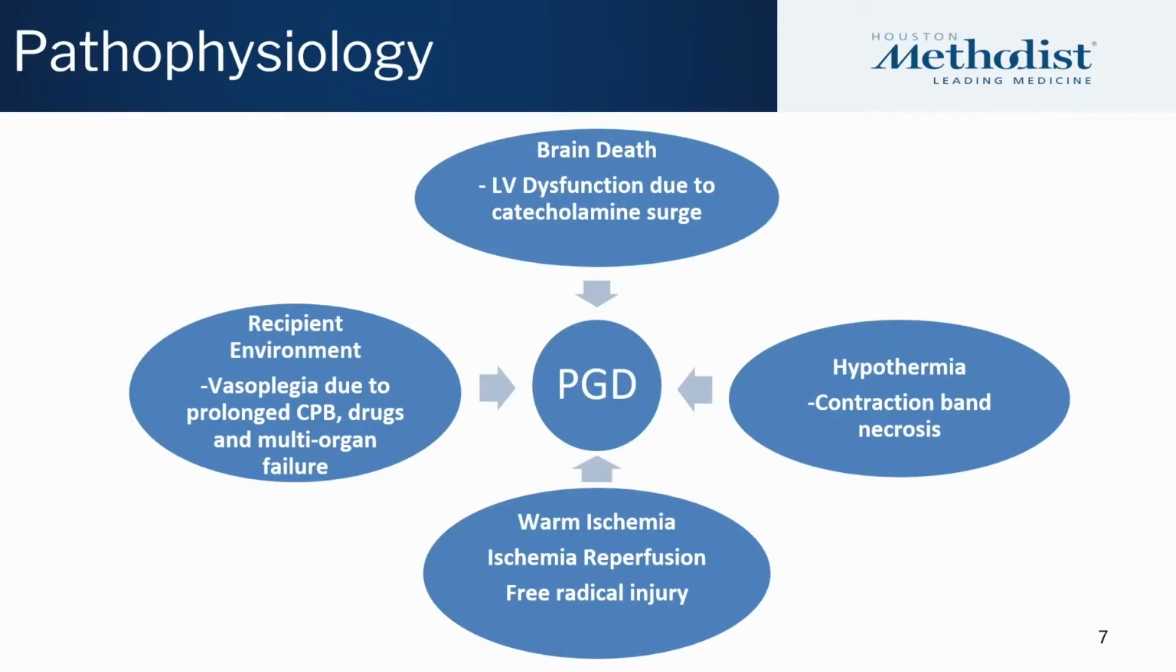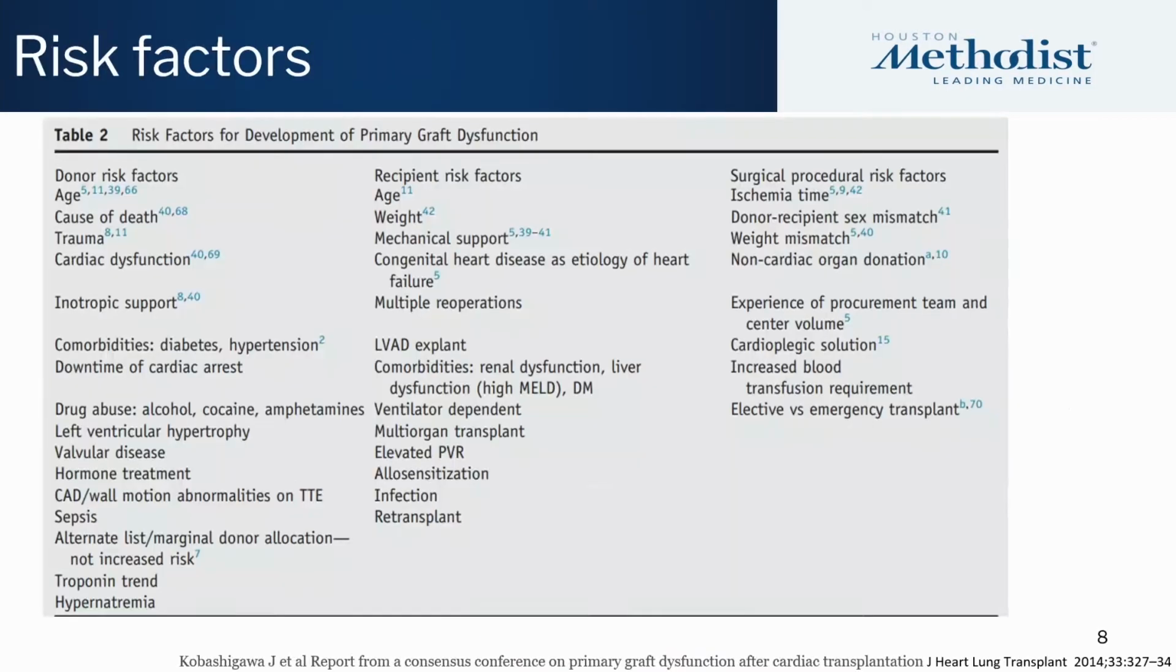So what goes into the pathophysiology of PGD? There are both donor factors, recipient factors, and the surgery in itself. One of the things which mainly happens to the donor is the brain death leading to LV dysfunction due to catecholamine surge, and then the transport, which involves hypothermia, leads to some contraction band necrosis in the myocytes, and then the ischemia reperfusion injury leads to some free radical injury, and they all contribute to PGD. There are certain recipient and environmental factors that we'll go into in the next few slides.